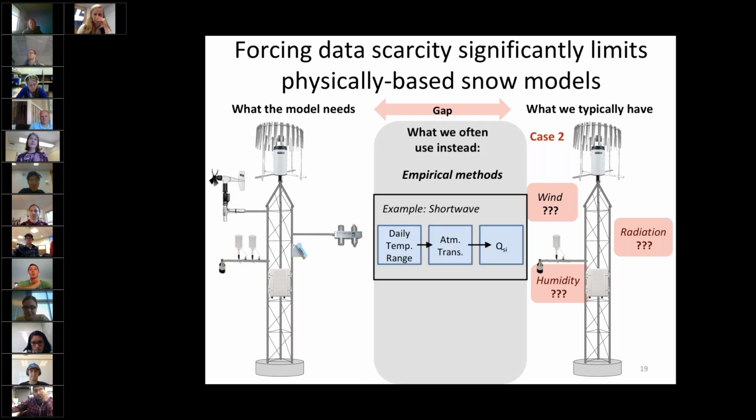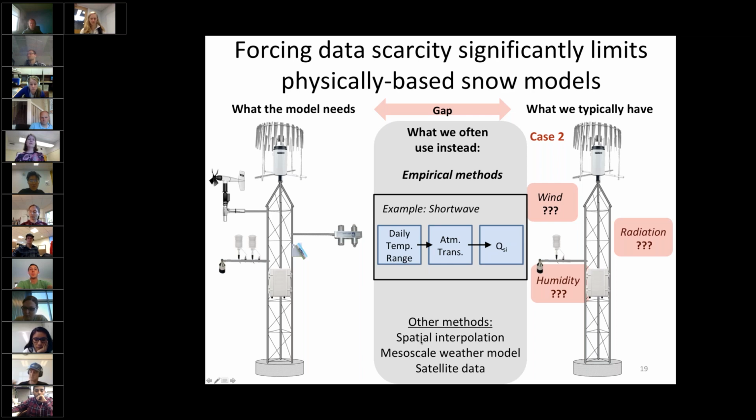Yeah, so we use empirical methods. For example, as I think Connor was saying, you take the daily temperature range, Tmax minus Tmin, and we know that on a sunny day that's a much greater range than on a cloudy day. From that, we get an estimate of whether it was a sunny or cloudy day. That gives us an estimate of the atmospheric transmissivity, and from that, we can get an estimate of the incoming shortwave radiation.